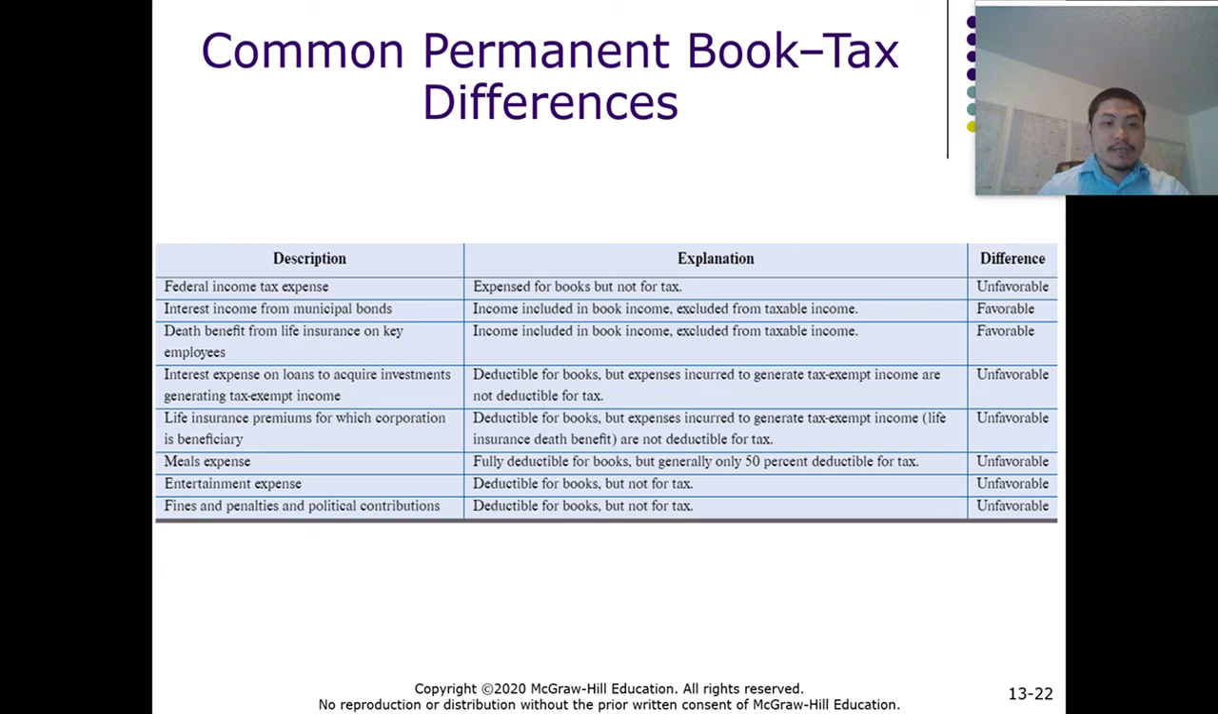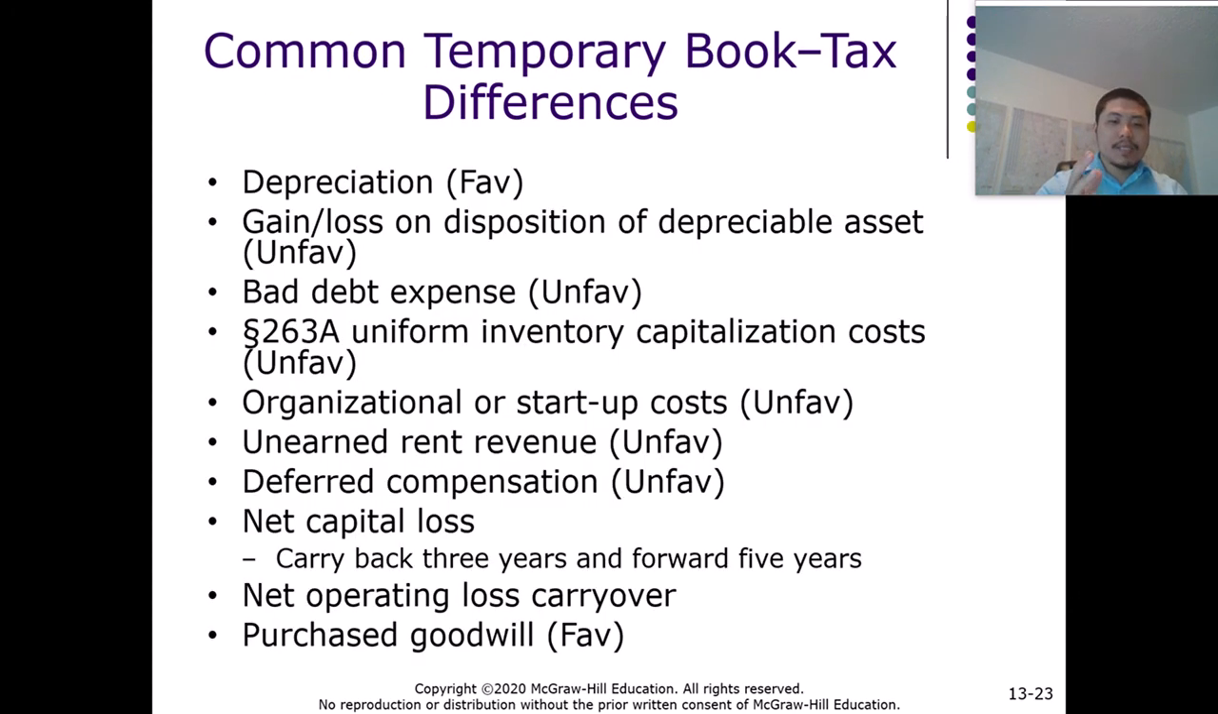Fines, penalties, and political contributions. For financial purposes we can recognize those expenses, but for tax purposes we cannot. So here are some examples of permanent book tax differences, and here are some common examples of temporary book tax differences.